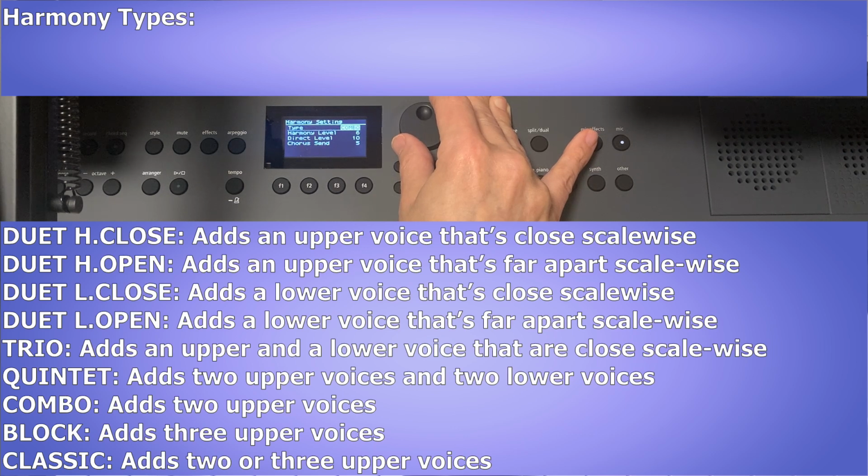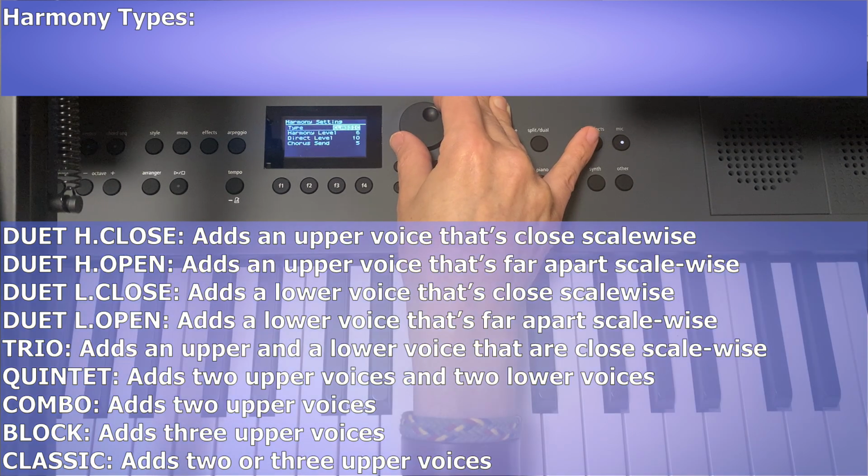Then you can go to quintet, which adds 2 upper voices and 2 lower voices to the original sound. Combo adds 2 upper voices to the original sound. Block adds 3 upper voices to the original sound. And classic adds 2 or 3 upper voices to the original sound.